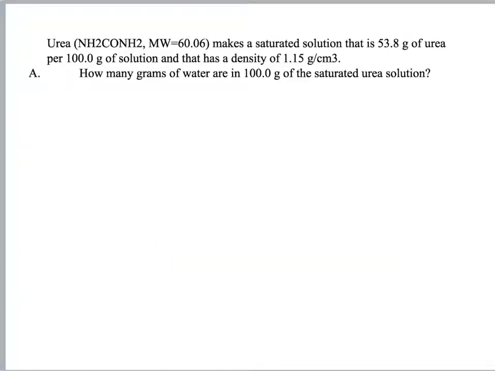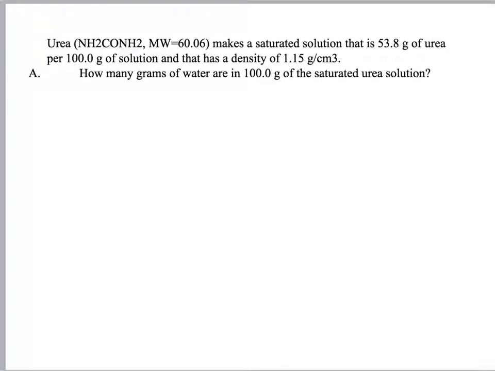Okay, so please excuse my subscripts. When I converted my file into Explain Everything, it undid my subscripting, so just make note of the formula of urea that those two should be subscripted. We're given urea and its molecular weight. When it's saturated, it's 53.8 grams per 100 grams of solution, and it has a density of 1.15 grams per cubic centimeter. And again, my superscript got obliterated in the file conversion as well.